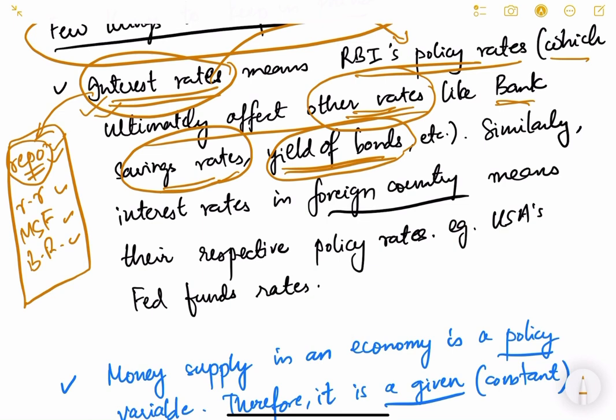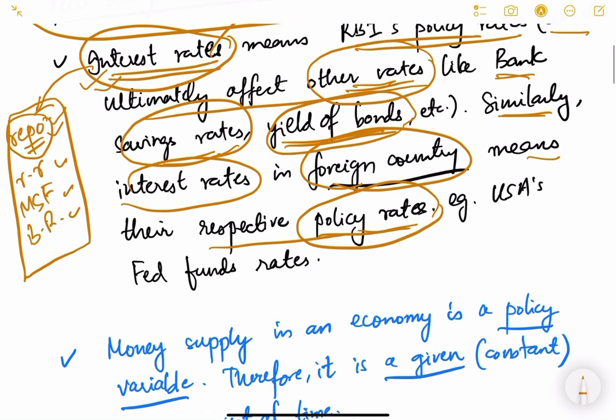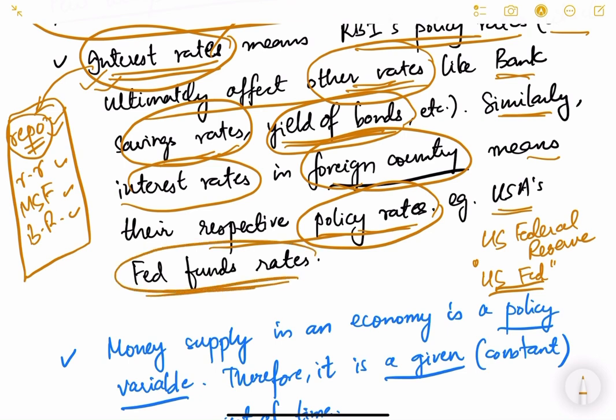Similarly, when we talk about interest rates of a foreign country, it means the respective policy rates of the government of that particular country. For example, in USA, the monetary authority is the US Federal Reserve, in short known as the US Fed. The policy rates of the US Fed are known as the Fed funds rate. Basically these are the policy rates of the US government.